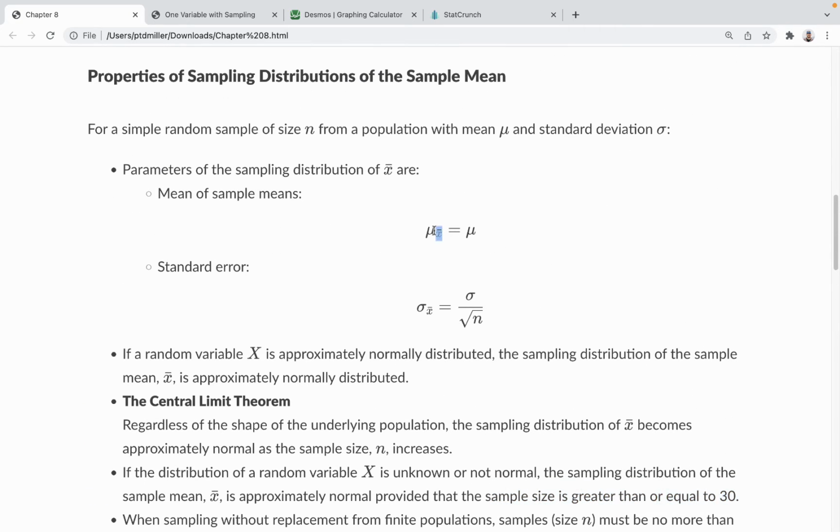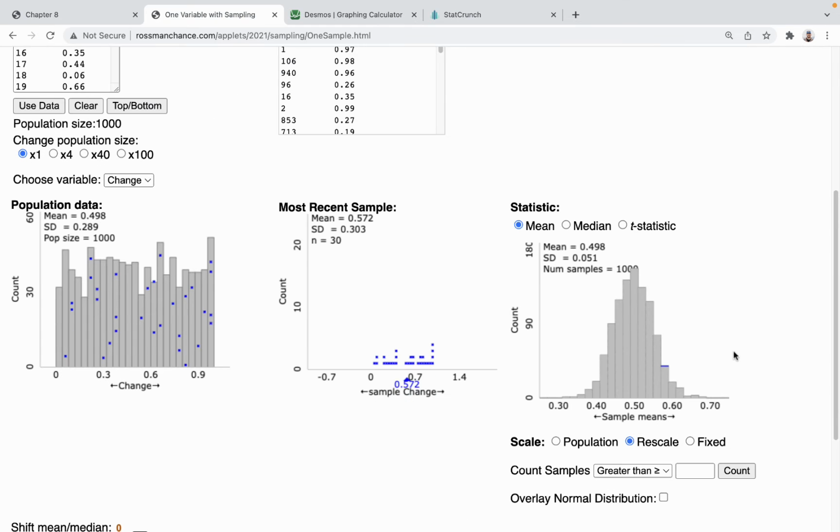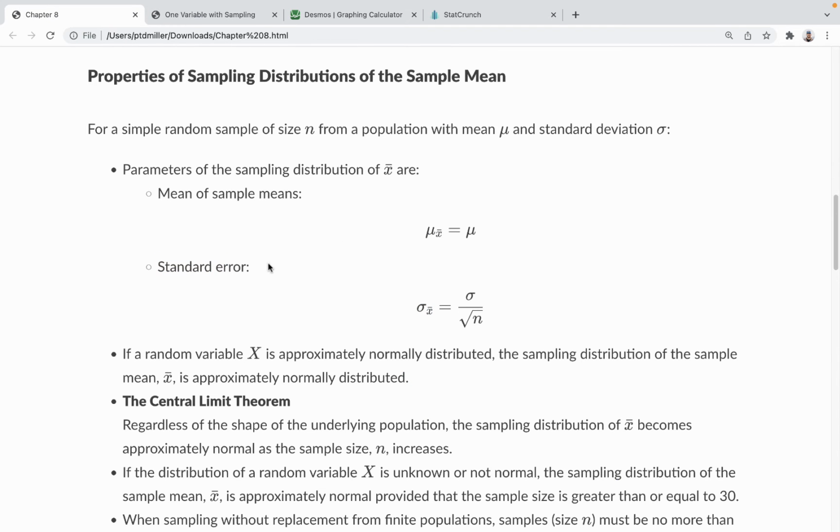The mean of the sampling distribution, so this is the mean of all those sample means, is the same as the population mean if you collect enough samples. And then the standard deviation of this new distribution we created, over here it's called standard error. And that will be equal to the original standard deviation divided by square root of n. So as n gets bigger, you're bunching things up closer and closer to the middle.